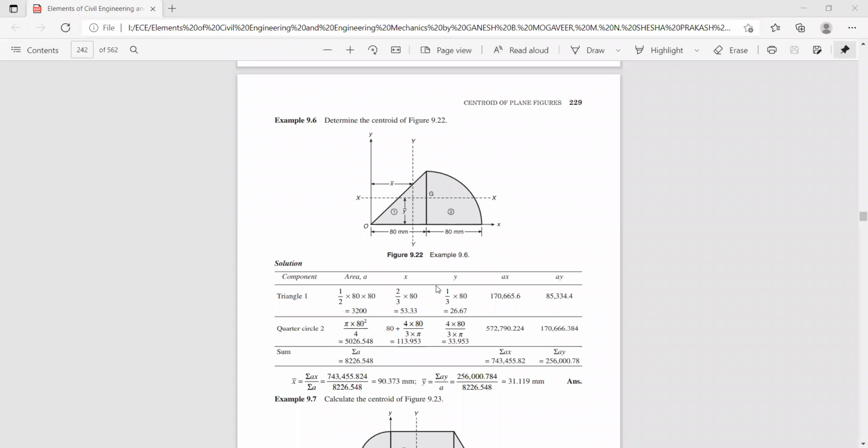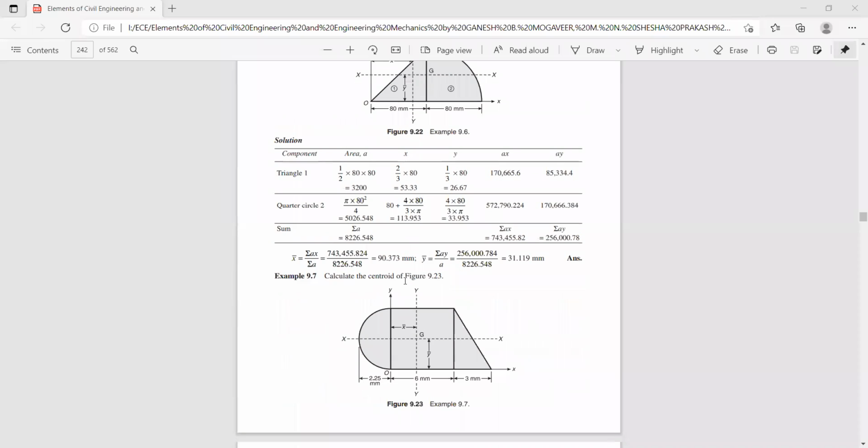And similarly, y1 is measured along the x-axis, which is at a distance h by 3, that is 80 by 3. And y2 is nothing but 4r by 3 pi. So you know a1 x1, a1 y1, a2 x2, a2 y2. So sigma a x divided by sigma a, thereby you will get the values of x bar as 90.373 millimeters and y bar as 31.119 millimeters. So this is one problem wherein you have a quarter circle and a triangle.